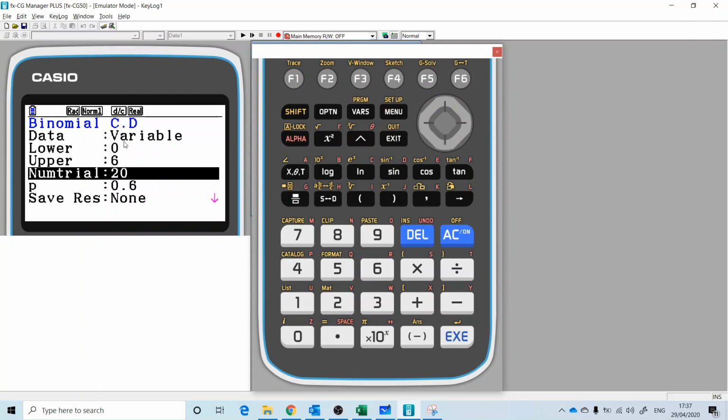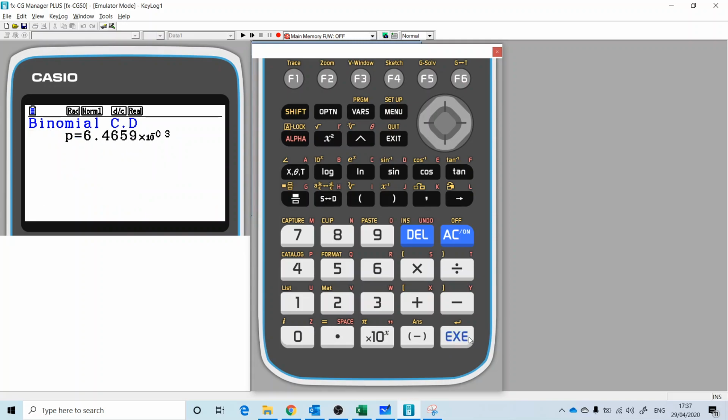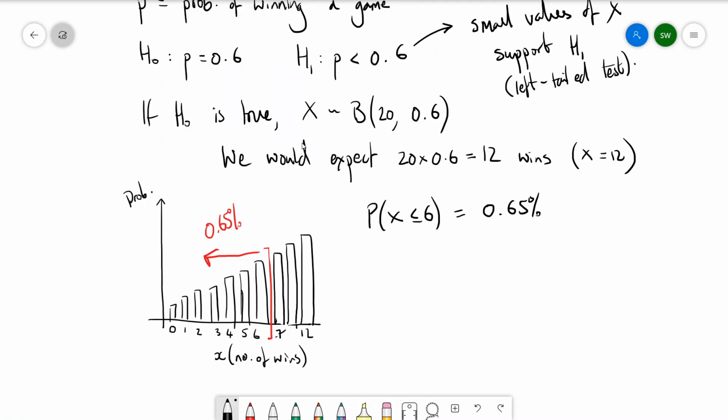Okay, and we want the probability of x being less than or equal to 6. So I've got lower as 0, upper as 6. Because your calculator always has lower as 0, you just need to put x as 6. And that will give you the probability of getting 0 wins, 1 win, 2 wins, all the way up to 6 wins. And that probability is 0.65%. So what that means is that we are in the left 5% of the distribution. In fact, we're even more to the left than 5%. We're at 0.65% in this region.